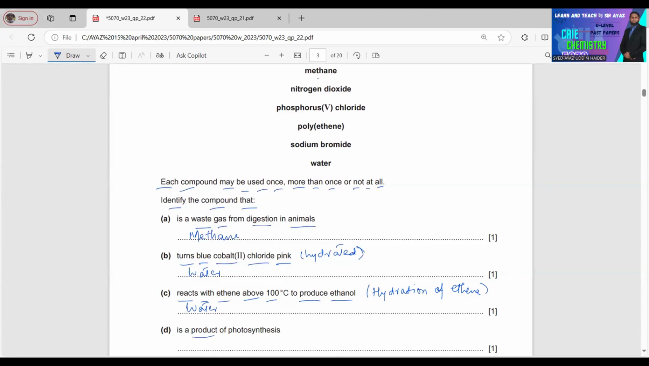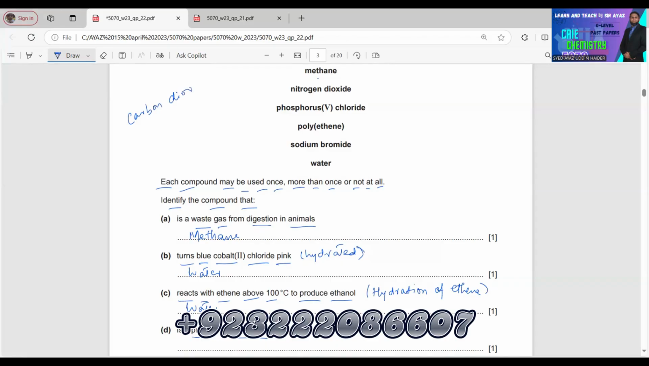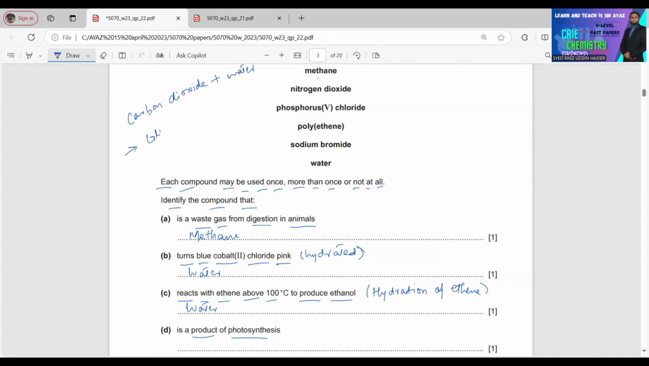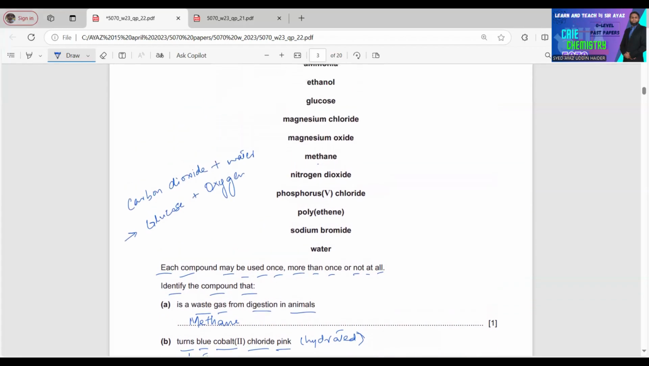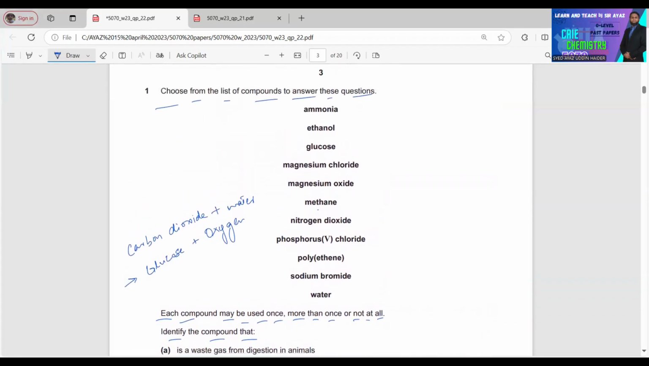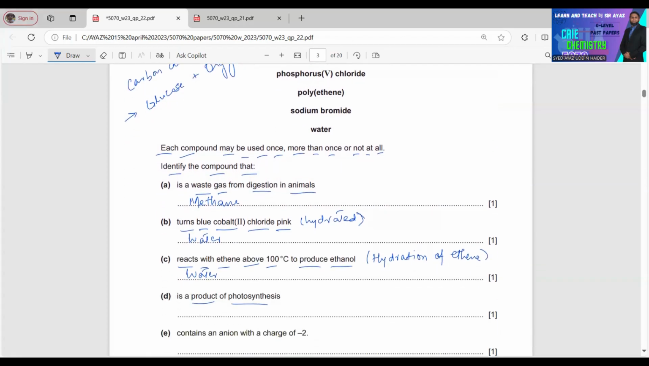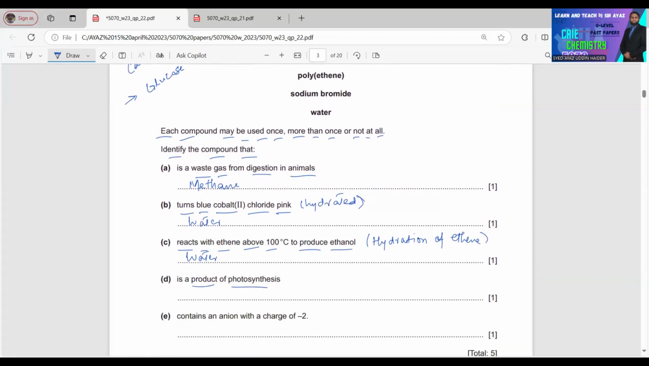D is a product of photosynthesis. Now in photosynthesis, carbon dioxide and water is reacted. Carbon dioxide plus water is reacted, and the products are glucose and oxygen. So let's see the choices. I can see glucose here. Oxygen is not there, so you write glucose. It's a product of photosynthesis.